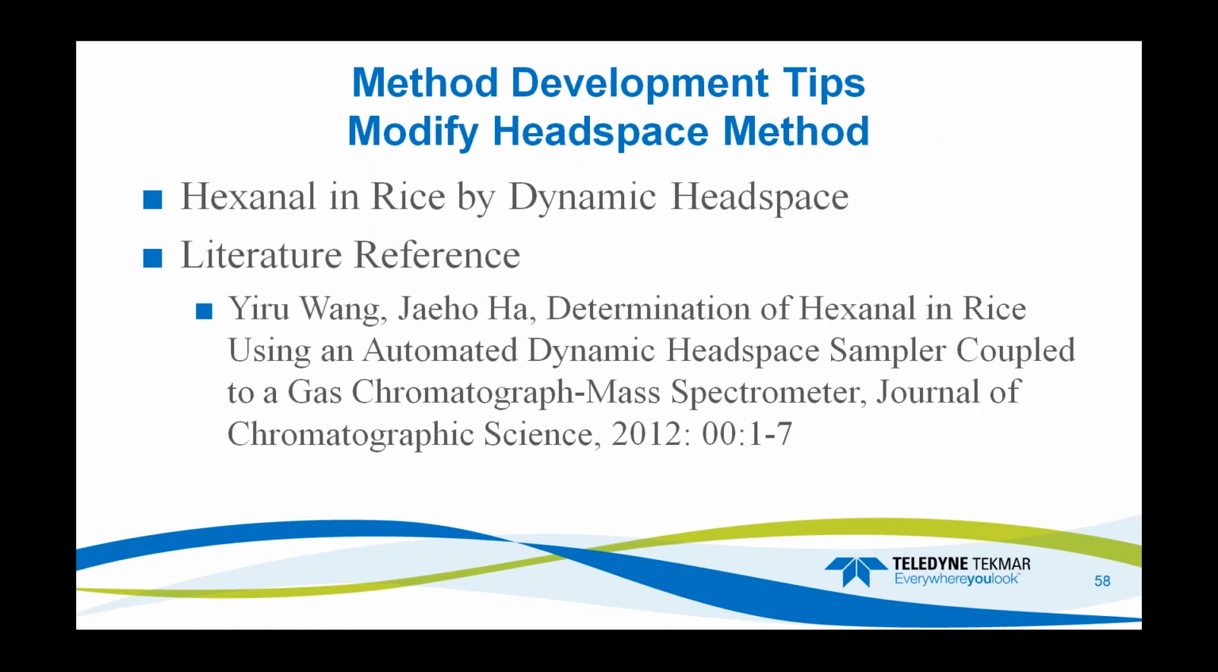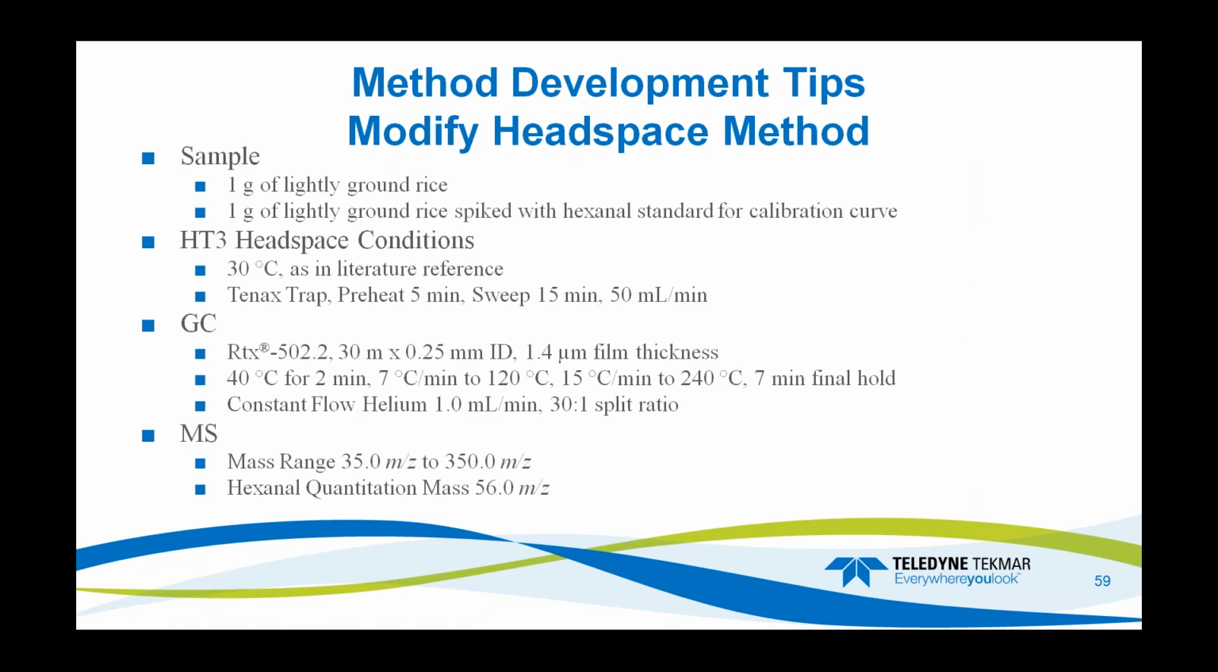Moving on, when you modify a headspace method, we looked at hexanal in rice by dynamic headspace, performing a trap one. We had a reference in an article for this, so we did similar things to what they did in the article. We used 1 gram of lightly ground rice. We also spiked it with a hexanal standard to create a calibration curve. Part of that was because the rice creates a matrix effect, so you had to calculate for that. As in the literature, we used 30 degrees C, and we used a 10x trap.